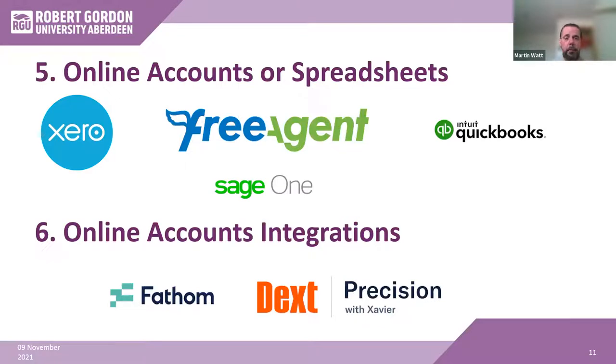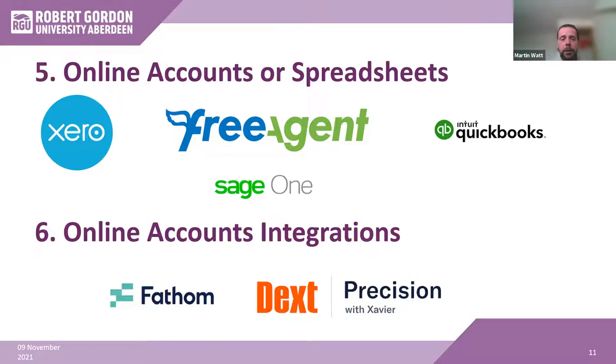Okay, so just before I move on to the online demo, I'm just going to quickly talk about the online accounts packages that are available and also tie that in with some of the integrations. Probably about 15 years ago, the world of accountancy and bookkeeping changed fundamentally with the advent of some of the widely available online accounting packages. There are packages to suit just about every budget, including some of those shown in this slide. The four that are up there, Xero, FreeAgent, QuickBooks, and Sage One, are all what I would call off-the-shelf packages that will be suitable for most types of businesses in terms of functionality.